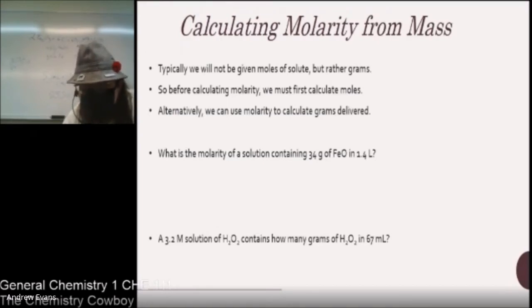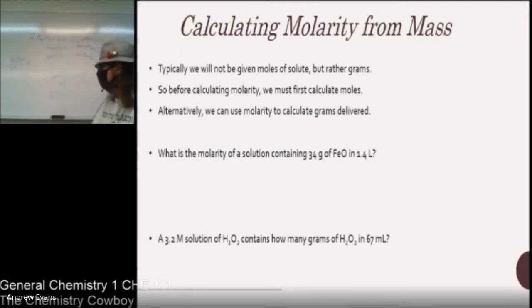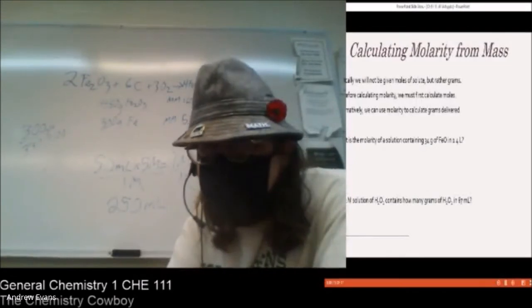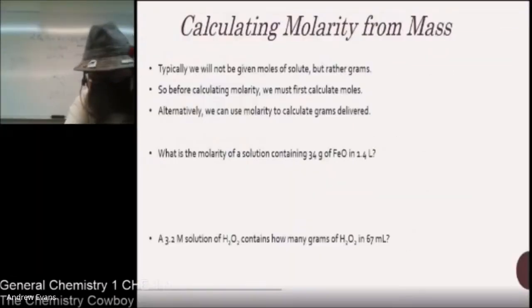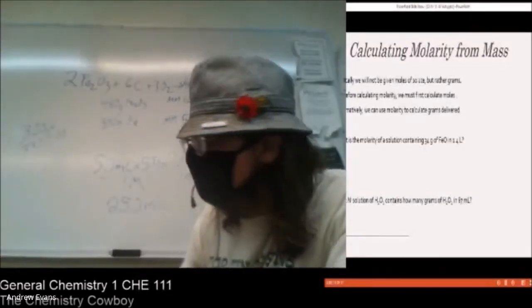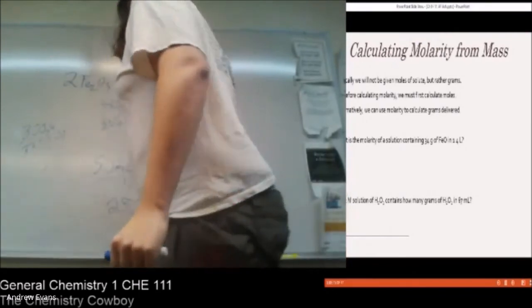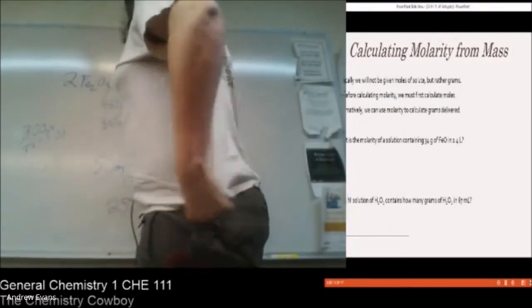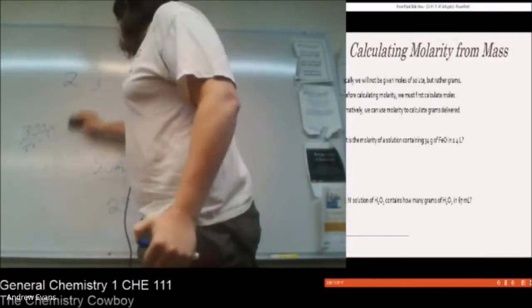What is the molarity of a solution containing 34 grams of FeO in 1.4 liters? So I dissolved this much FeO, 34 grams of FeO in 1.4 liters.